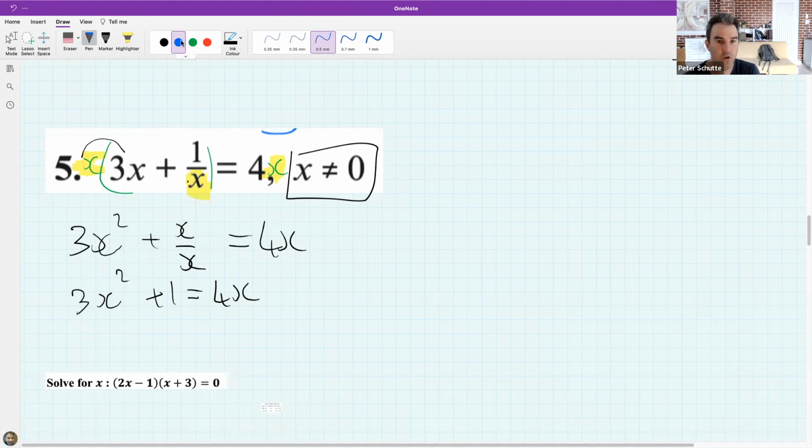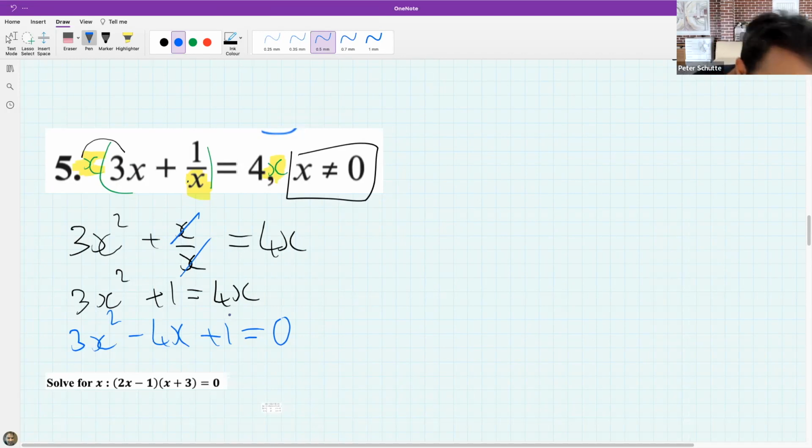So the x's do cancel out. Well done, yes. So the x's cancel out. And so you're left with 3x squared plus 1 equals 4x. And now, in order to get it into standard form, I'm going to bring the minus 4x to the other side. And now, an equation that looked a little bit different is now back in a much more digestible form. And so I'd like you to try and solve this for me.